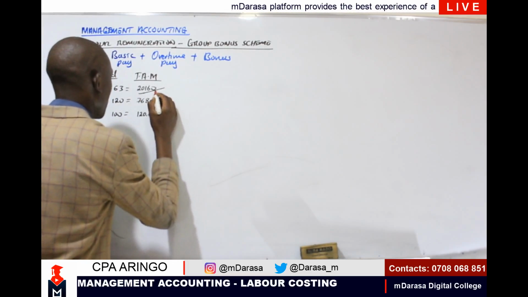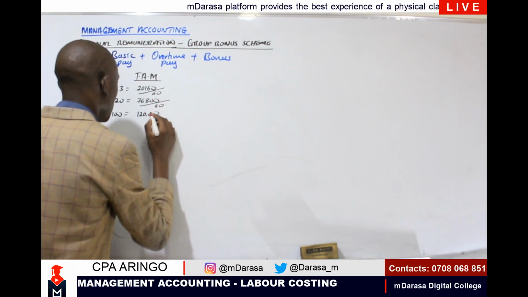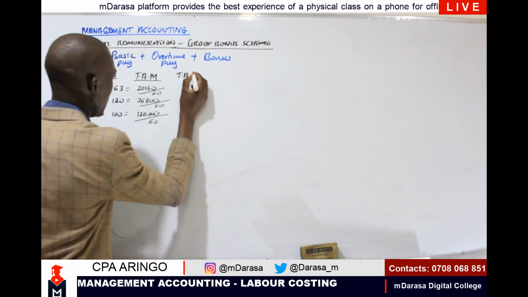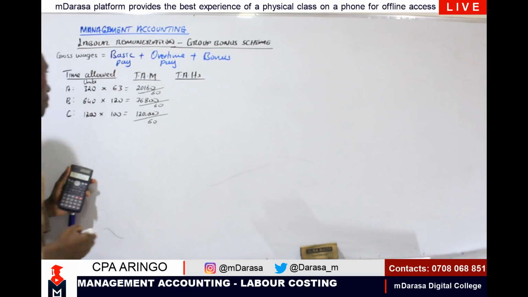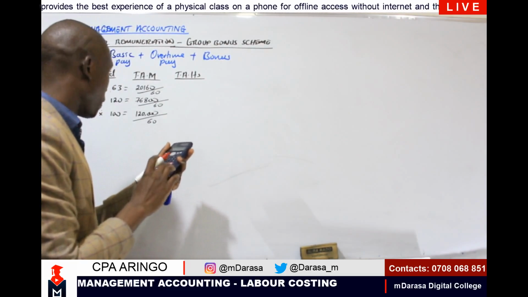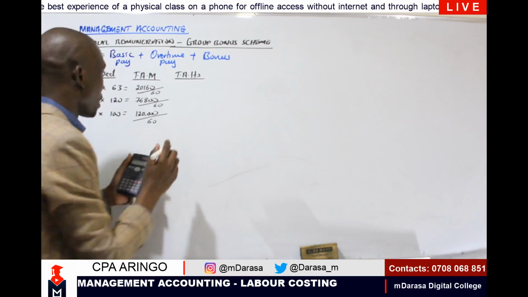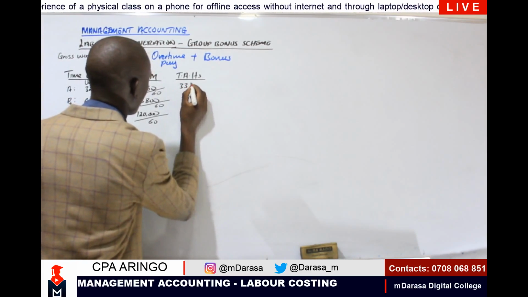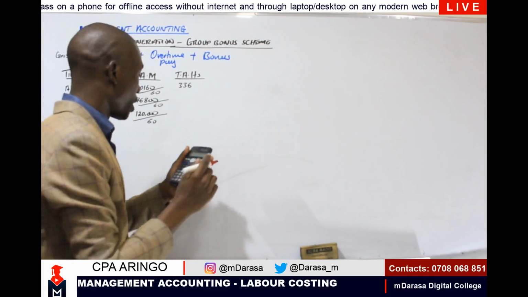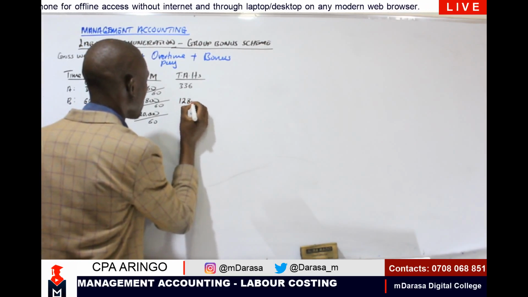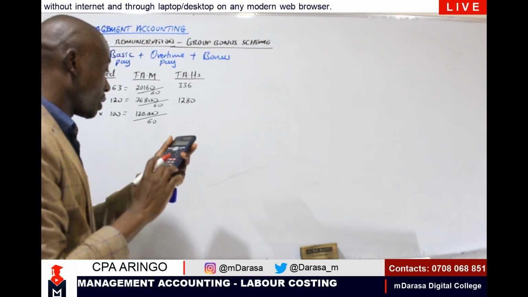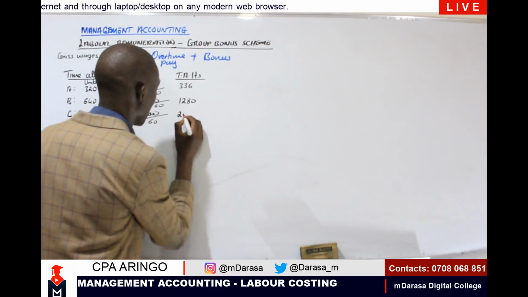We divide by 60 to give us time allowed in hours. So 20,160 divided by 60 should give us 336 hours. 76,800 divided by 60 should give us 1280 hours. And the last one, 120,000 divided by 60 should give us 2,000 hours.